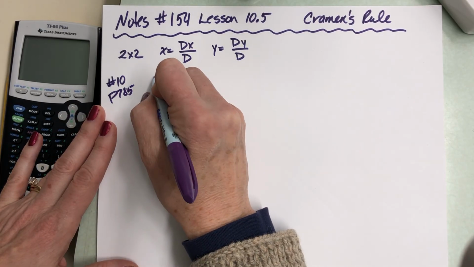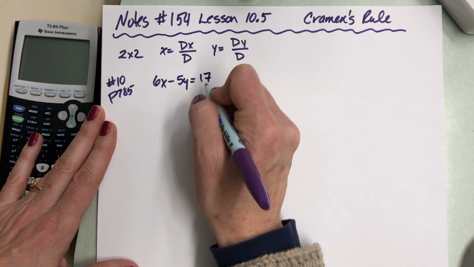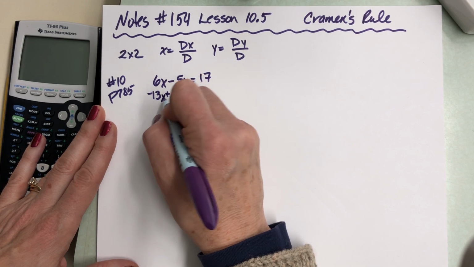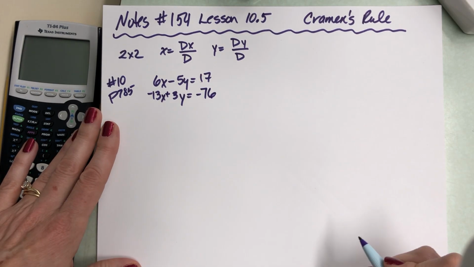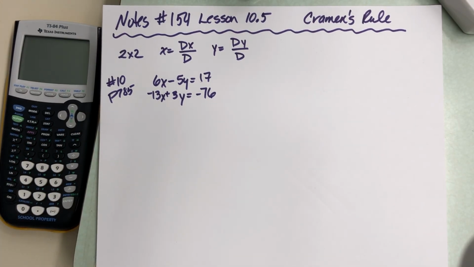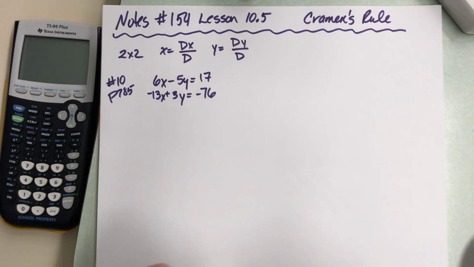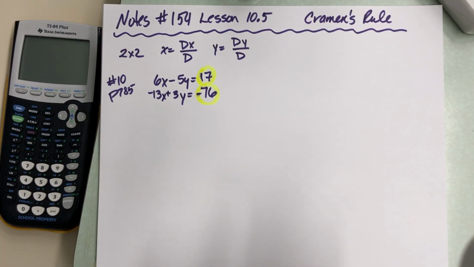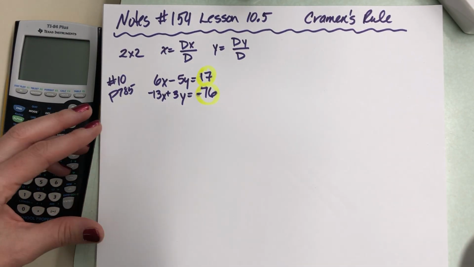So Ron's got a system of equations: 6x minus 5y is equal to 17, and negative 13x plus 3y is equal to negative 76. Okay, so we've got that there. I'm going to use this formula that I have up here. Notice that I've got my answers here, my 17 and my negative 76.